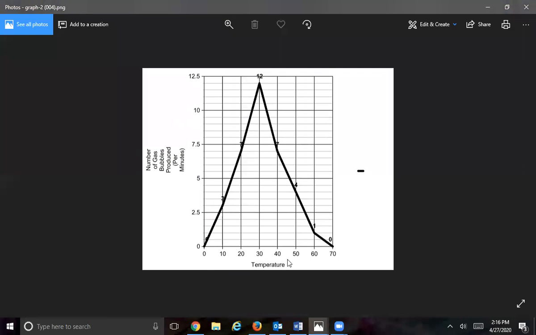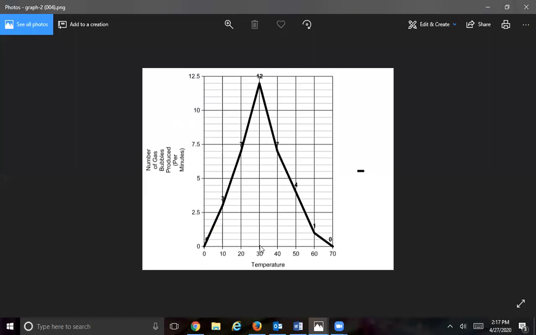Here's the first one. So here's the temperature, and this is an awesome y-axis. It says number of gas bubbles produced per minute, which is great. A lot of people have just number of gas bubbles produced without the per minute. That per minute is very important because it could be per year, per second, we don't know. Down here, although they did not get their point because they did not tell me if this was Fahrenheit, Celsius, or whatever temperature magnitude this is.